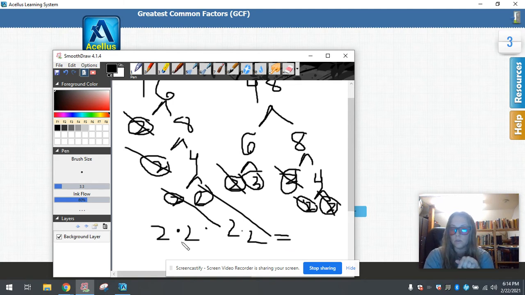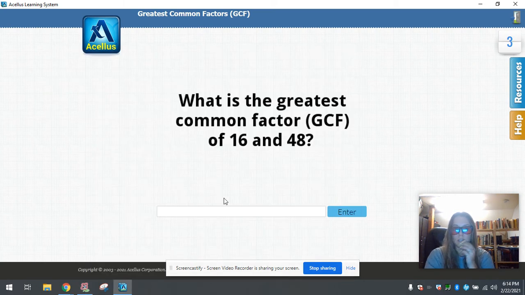2 times 2 is 4, times 2 is 8, times 2 is 16. And just as I suspected, 16 is our greatest common factor. I think it fits into 48 3 times. Yep.